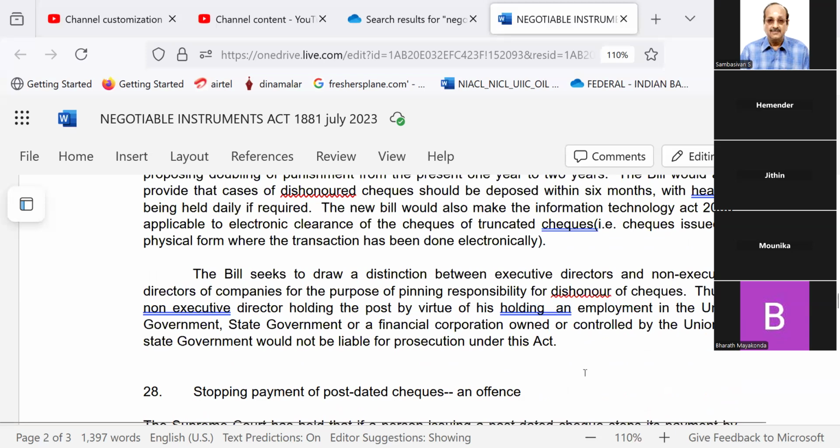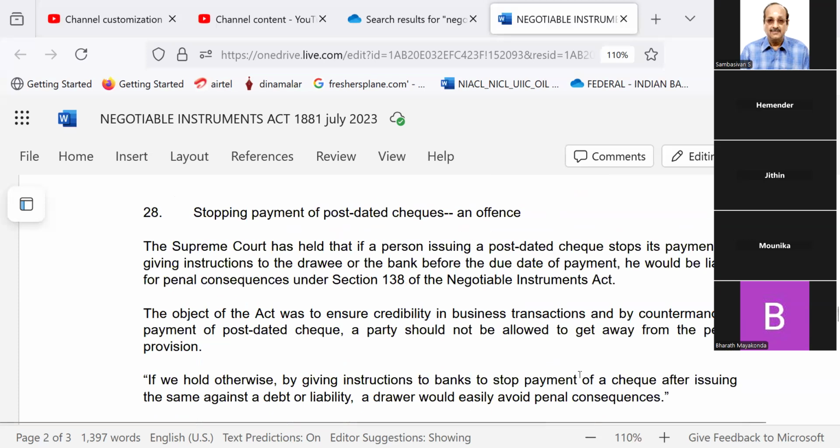27 and last one, sir. Controlled by the union or state government would not be liable for prosecution under this Act. Very good. Point 28, continue.